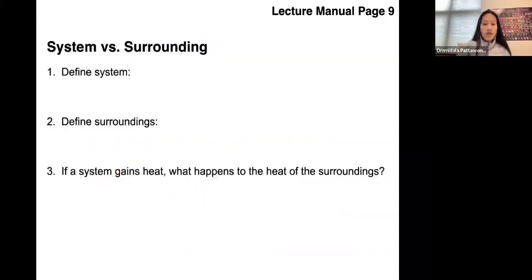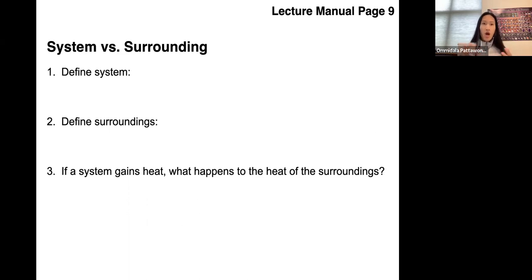So we are going to take a look at how to define enthalpy. But before we look at enthalpy, I want to introduce two terms first, so that you know exactly what we are talking about. One is system and the other one is surrounding.